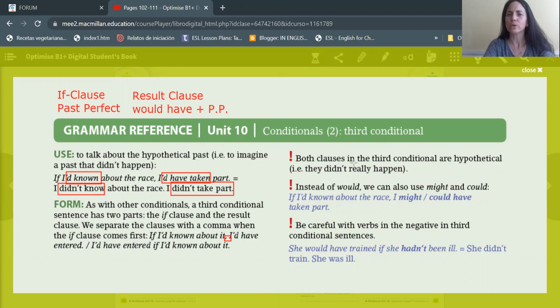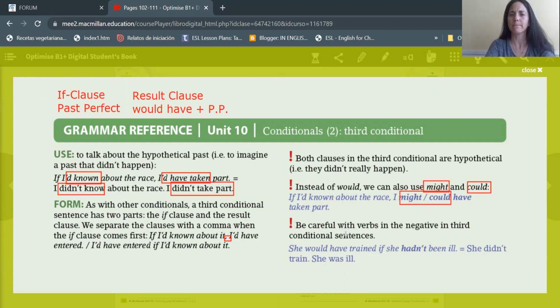Then it says, both clauses in the third conditional are hypothetical. They didn't really happen, okay? Instead of would, we can also use might and could. If I had known about the race, I might have taken part, or I could have taken part. Okay, so these other modals could be taken as options.